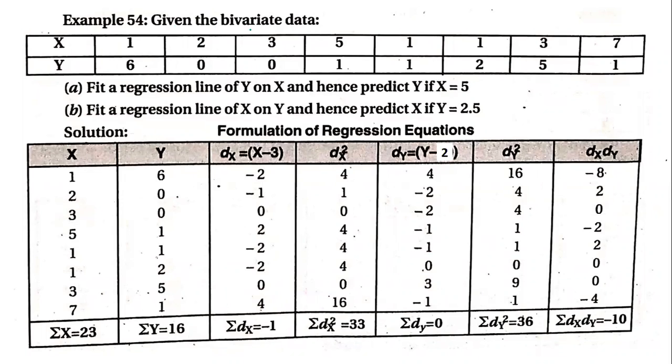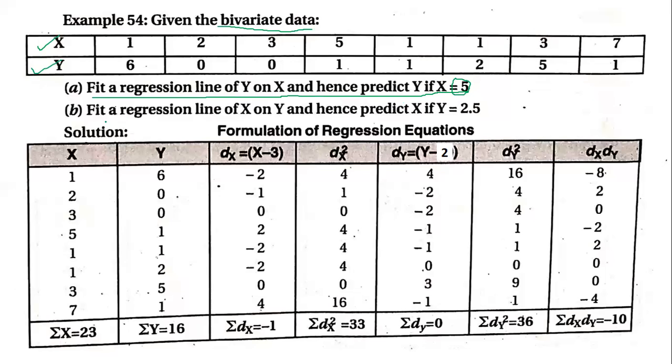Given the bivariate data. Bivariate data means two variables are there, right? So that is called a bivariate data. Since there are two variables given, it is bivariate data. Fit a regression line of y on x and hence predict y if x is equal to 5. So we have to first fit a regression line. Regression line is nothing but we have to find the regression equation. And we have to find y when x is given, that is 5.